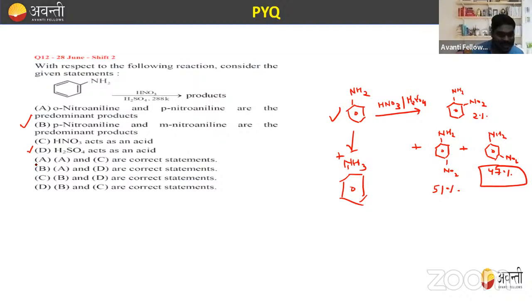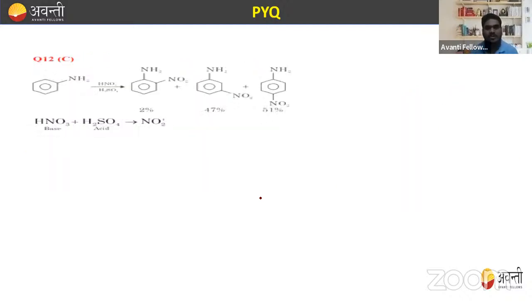So statements B and D. And what about C? HNO3 acts as an acid, H2SO4 acts as an acid. So we know that B is a correct option, right? So B and D are the correct statements. That is option number C. So for this question, option number C is the absolutely correct answer, right? So this is how you can solve this question, right?